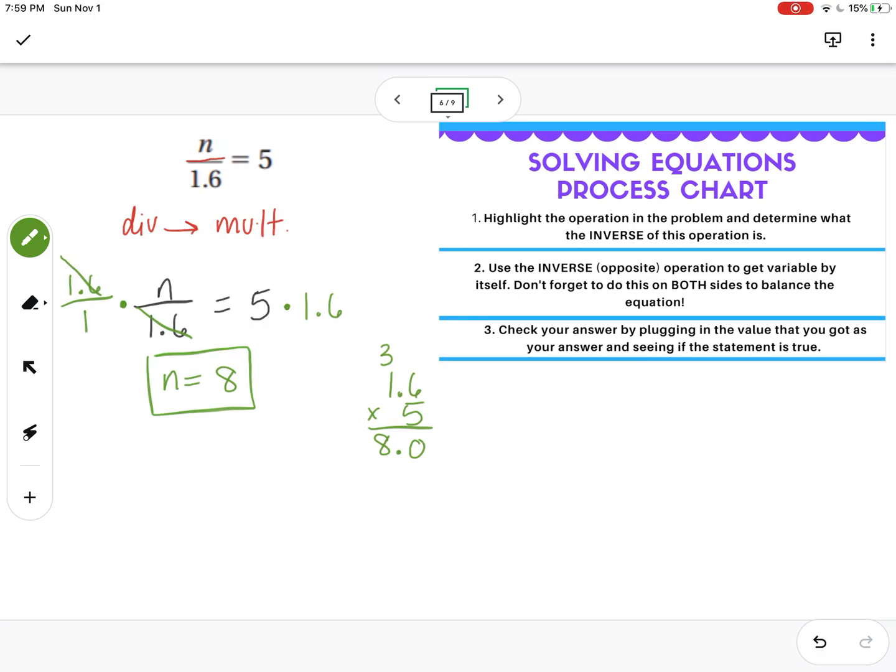Remember, we are not quite done. We want to actually go ahead and check our work. And you can definitely use a calculator to check your work. So in this case, I'm going to plug in the 8 divided by 1.6 equals 5. And if you want to, go ahead and pull out a calculator and make sure that's true. 8 divided by 1.6 equals, and my calculator said it equals 5, so 5 equals 5. We know that's true.